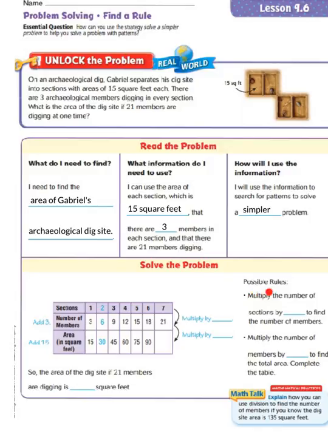All right, possible rules. Multiply the number of sections by 3 to find the number of members. So we're going to multiply by 3. Multiply the number of members by 5 to find the total area and complete the table. So the area of the dig site, if 21 members are digging, is 105 square feet.